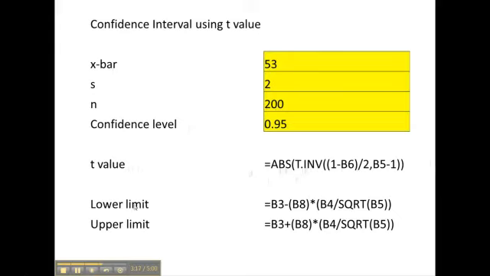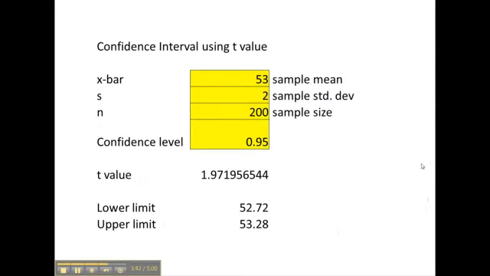Then I simply set up a lower limit formula and an upper limit. B3 in this instance stands for the cell that would hold my sample mean, or 53. B8 is this t-value. B4 is the standard deviation, and B5 is the sample size. So it's really just taking the formula that we looked at earlier and putting it into a spreadsheet. Let's take a look at an answer real quickly. Here's what this would look like if we worked it through. Same numbers. Our t-value is 1.97. Our lower limit is 52.72, and our upper limit is 53.28.